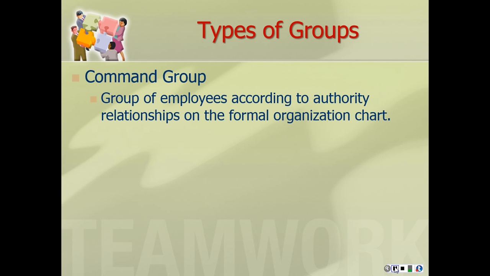First one is command group. A command group is a group of employees that are rated as such according to the authority relationships on their formal organizational chart, like a management team. In one company, you have your general manager, your quality manager, finance manager, etc. The managers of that company or that facility become the command group.